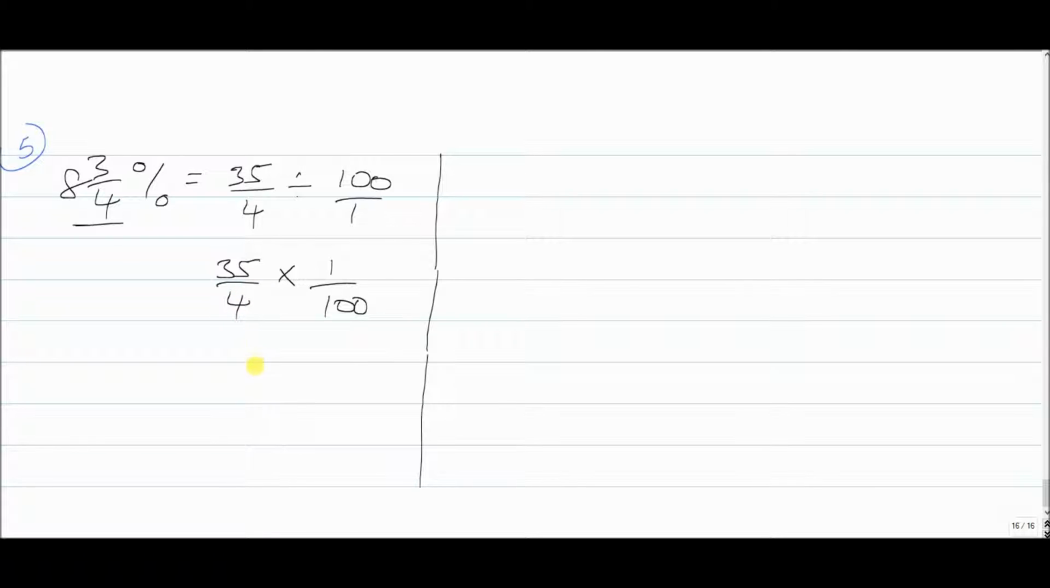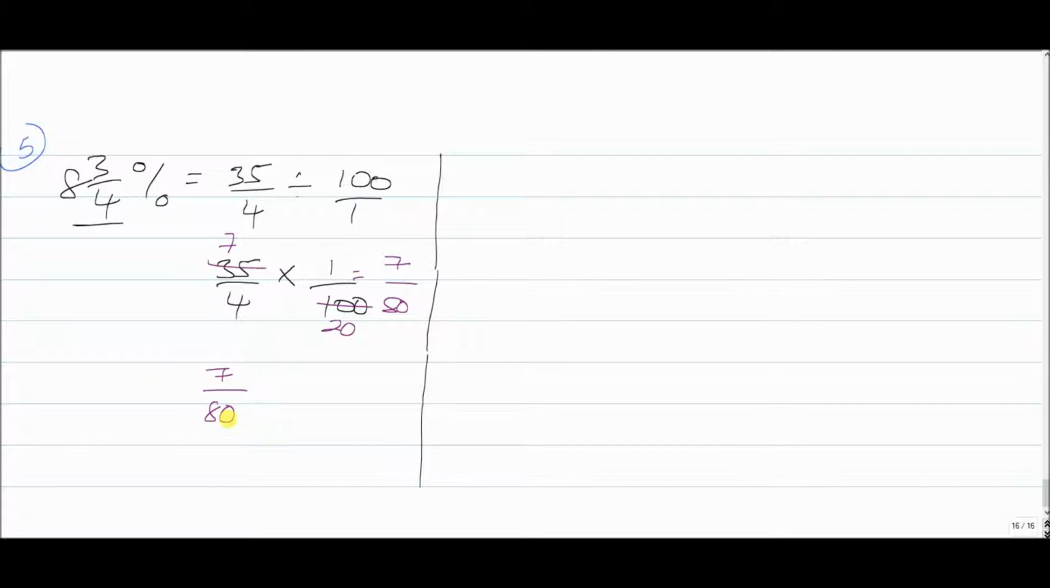So now we would reduce as best as possible. So here we could use 5. 5 could go into 35 7 times, and 5 could go into 100 20 times. We cannot reduce anymore, so we'll multiply across. 7 times 1 will give us 7 over 4 times 20 will give us 80. So now we have 7 over 80, and we need to find what this is.